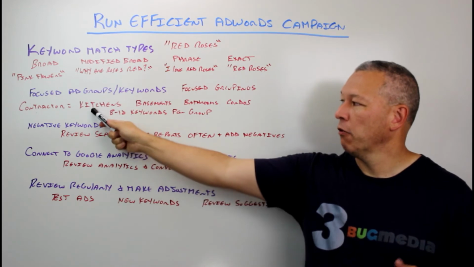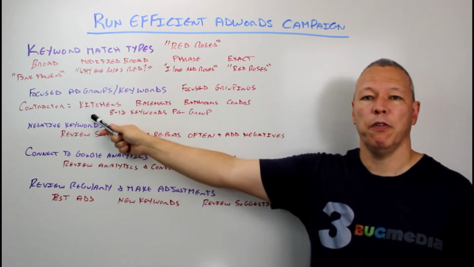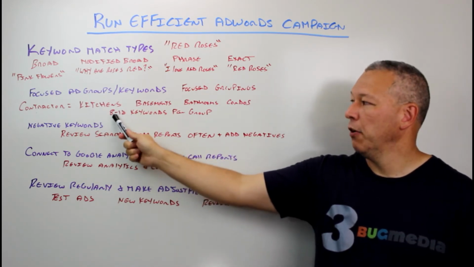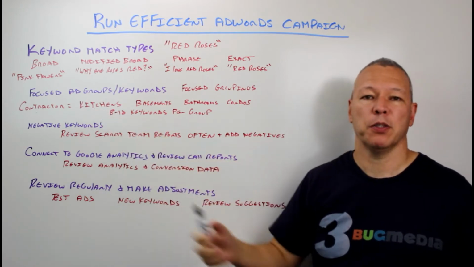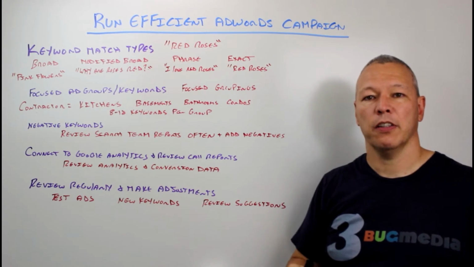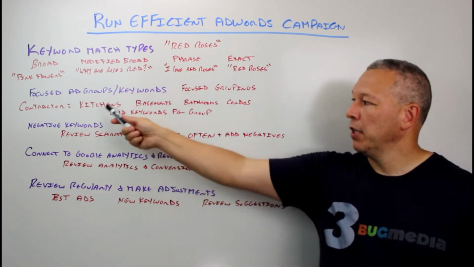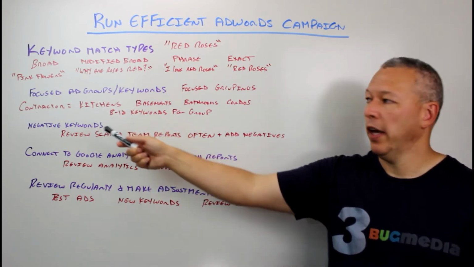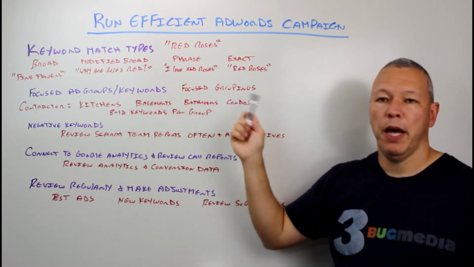And make sure, if you're running an AdWords ad group for kitchens, that your 8 to 12 keywords are people that are specifically searching for kitchen renovations, kitchen contractors, things like that, and make sure it revolves around kitchen. Okay. Same thing for basements, bathrooms, condos.